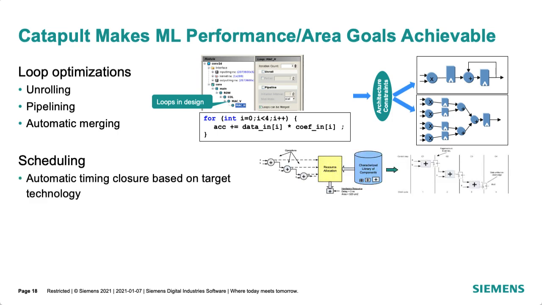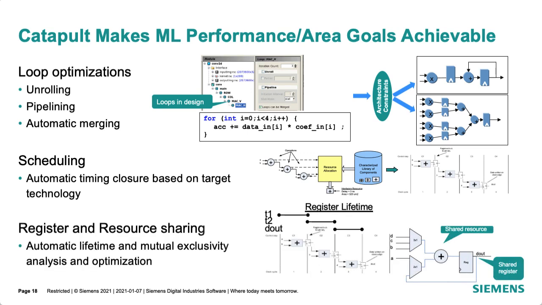The process of scheduling provides automatic time enclosure based on the target technology. A designer only needs to specify a clock frequency and a technology library, and the scheduler will pipeline the design to ensure that the worst-case timing path or clock period is not violated. And lastly, automatic resource and register sharing is always performed under the hood, so designers don't need to worry about managing variables in their code.